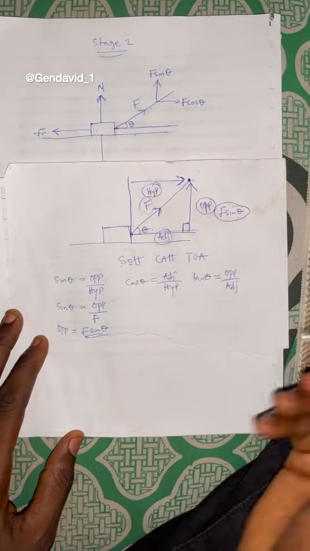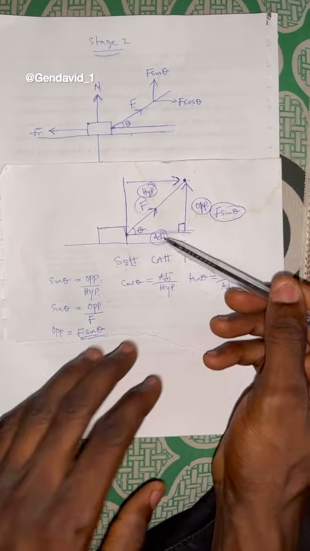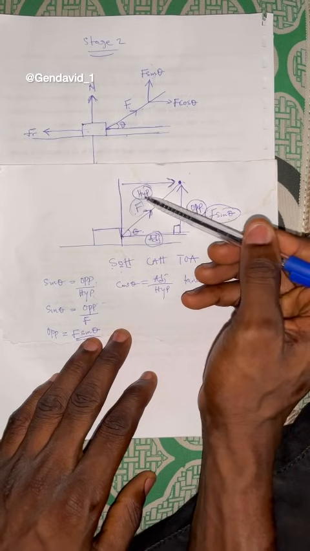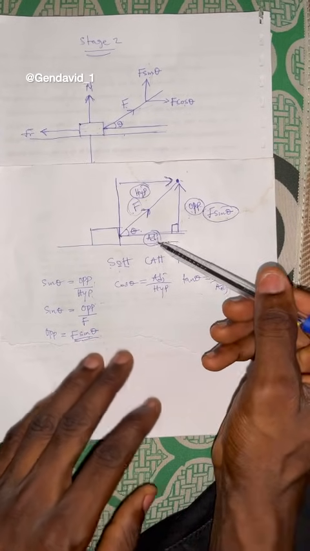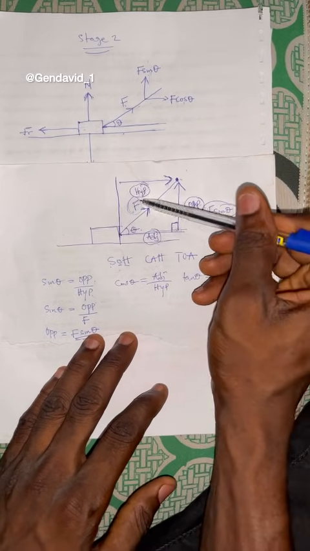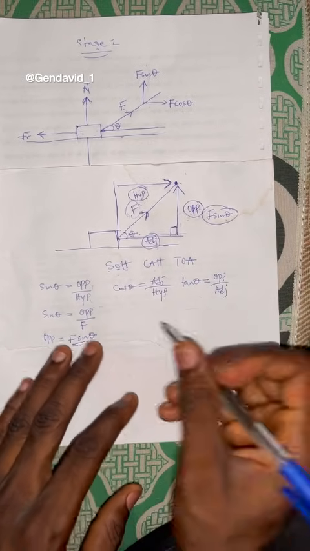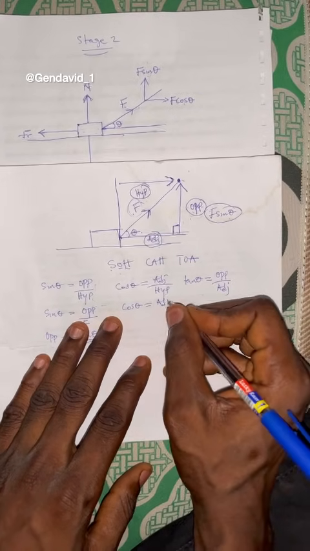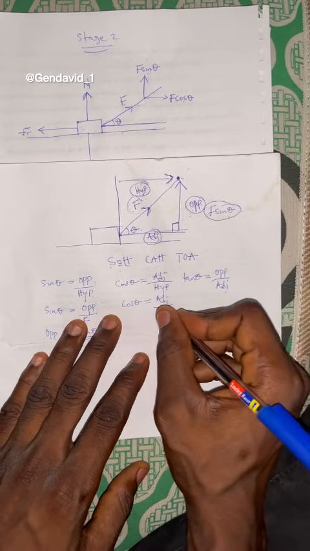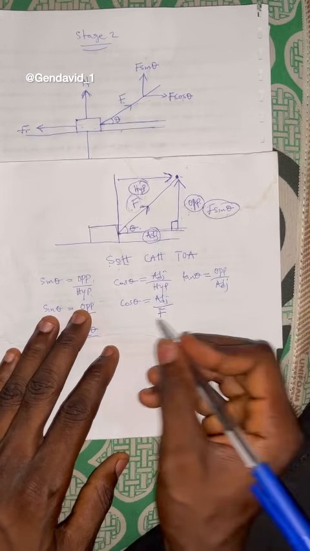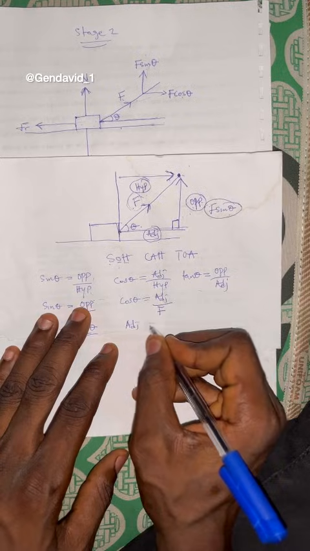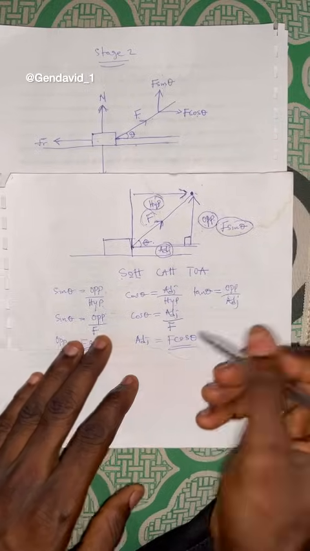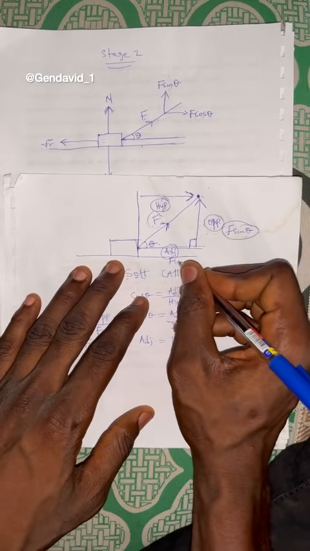So let's go and get the horizontal. How do we get horizontal? I need where we have adjacent and hypotenuse. Don't take the hypotenuse here; this hypotenuse is for this side. So what contains adjacent and hypotenuse? That is cos. Cos theta is equal to adjacent over hypotenuse, which is F. Making adjacent the subject of the formula, adjacent is equal to F cos theta. So what is here is F cos theta.